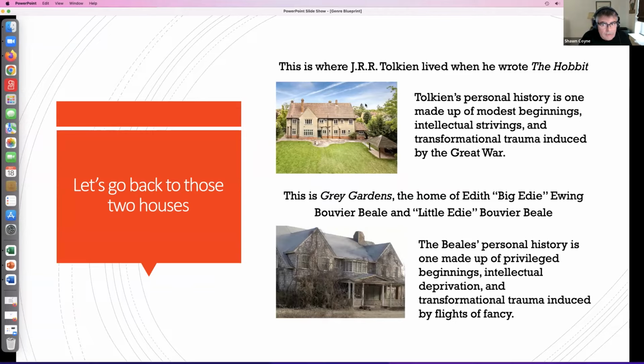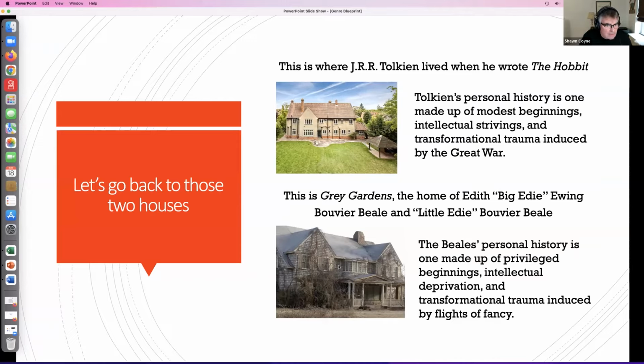This house here is where J.R.R. Tolkien lived when he wrote The Hobbit, right? Now, Tolkien's personal history is made up of really modest beginnings. Intellectual strivings. He became a professor at Oxford very young, worked his ass off, linguistics expert. And he had a transformational trauma induced by the Great War. So this isn't the home of an upper middle class guy. This is the home of a guy who wrote The Hobbit, who suffered a lot of trauma and had very, very modest beginnings. So this house isn't what it looks like.